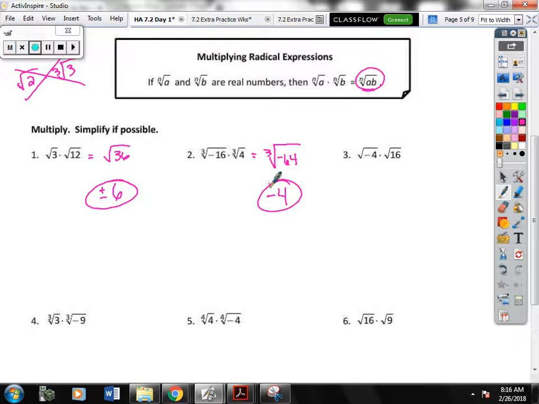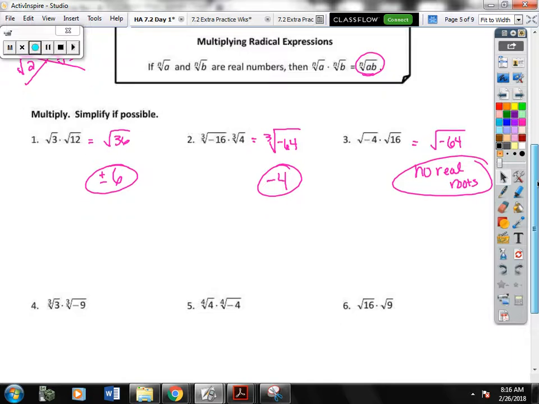The next one, we have square roots. We'll multiply those together. And then what is the square root of negative 64? Austin? No real roots. Now, technically, if we wanted to, we could have an imaginary answer. What would the imaginary answer be? Sam? 8i. Okay, but for this, we're going to be looking at real numbers only, so it'll have no real roots. Not possible because of that negative.